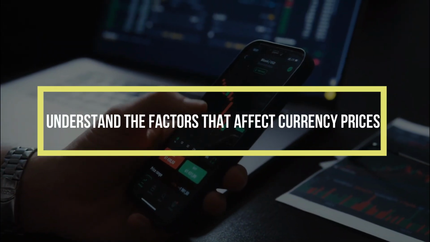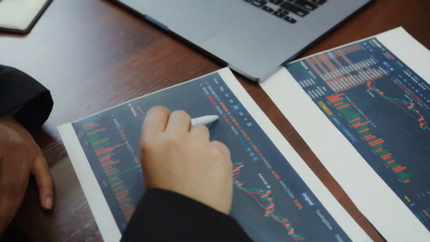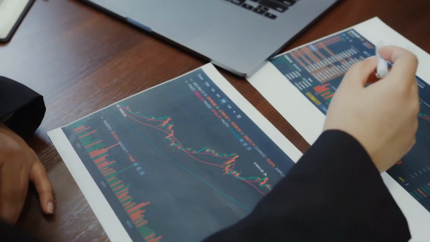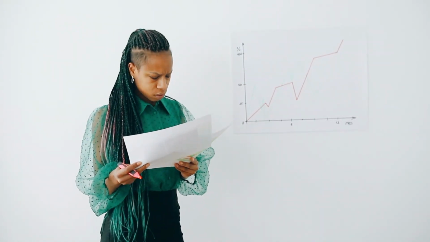Step 2. Understand the factors that affect currency prices. The foreign exchange market is a highly volatile and complex marketplace, where currency prices are constantly fluctuating based on various factors. Understanding these factors is crucial for any trader looking to invest in the Forex market.